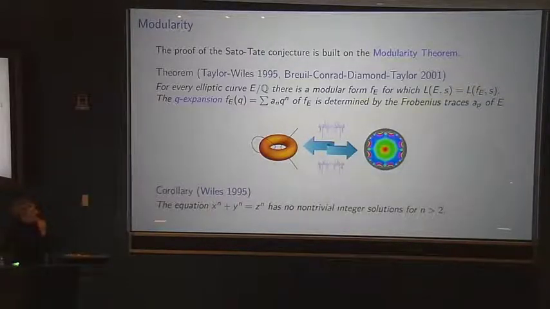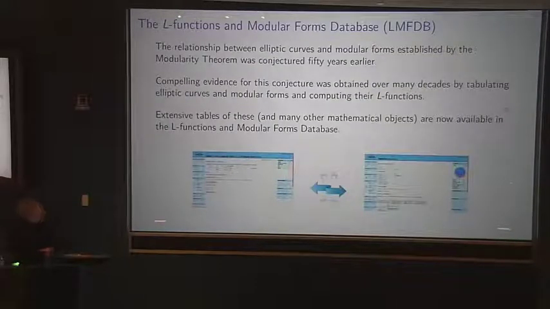All right, I want to talk a little bit more about this connection. The key thing I want you to take from this slide is that we have a mysterious connection between two different kinds of objects. We have elliptic curves, which live in the world of arithmetic geometry, and then we have modular forms, which live in the world of complex analysis, and they're related via their L function. They have the same L function. And I want to make that connection a little bit more precise.